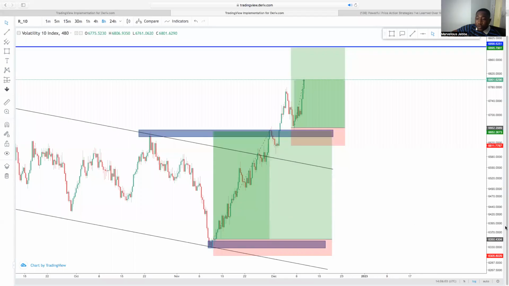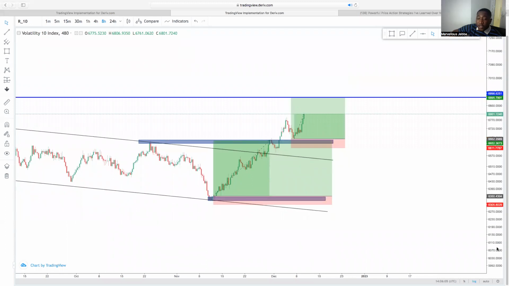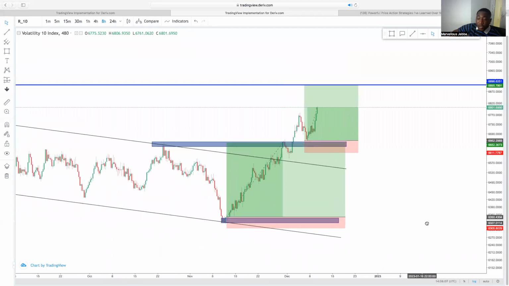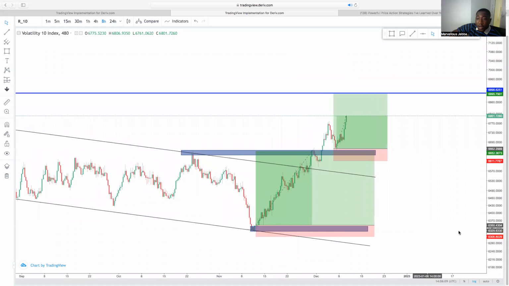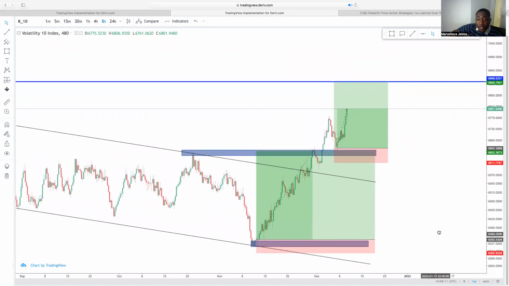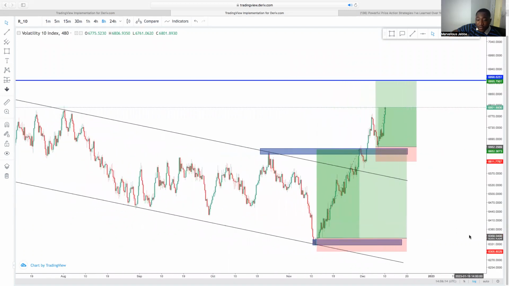So let's go to our chart. Let's see. There's this trade I took. I'm going to explain to you what the trade was about, how we were able to come across this trade, and how we were able to take the trade and everything.